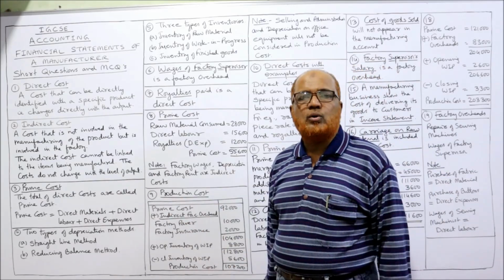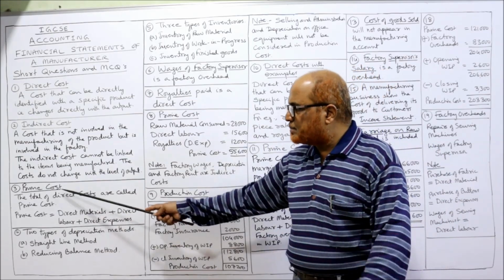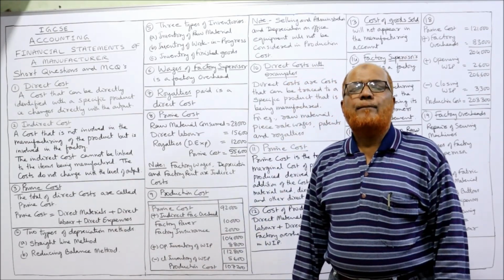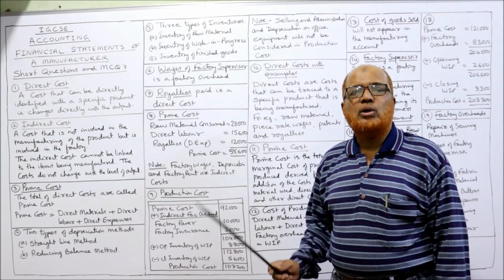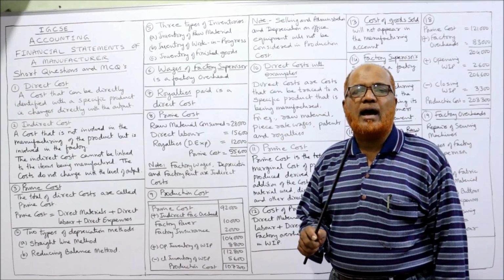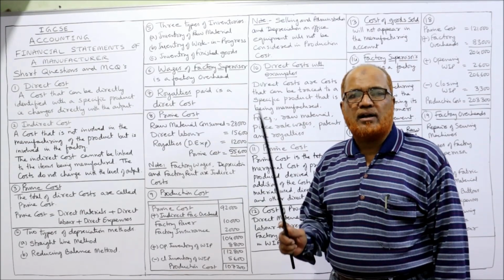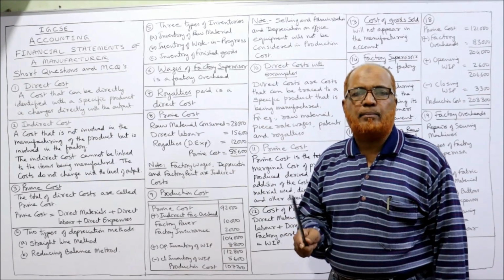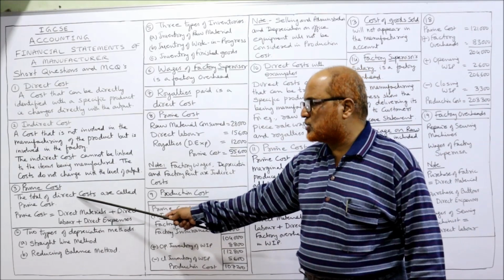So these points you have to remember regarding indirect cost. Next is prime cost. Prime cost is the total of direct cost, the total of direct material, direct labor and direct expenses. The three expenditures, direct material, direct labor, direct expenses combined together mean prime cost.